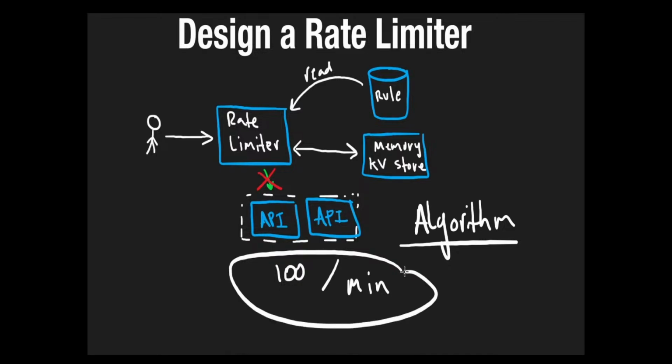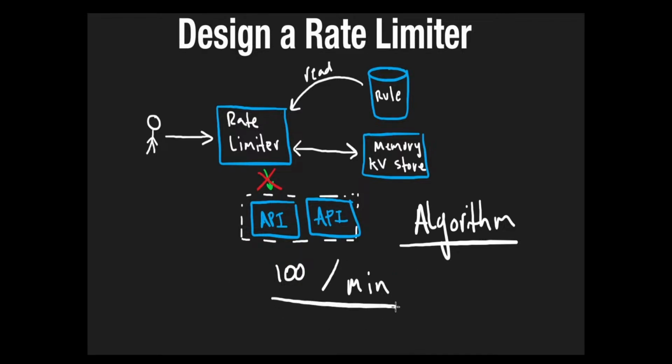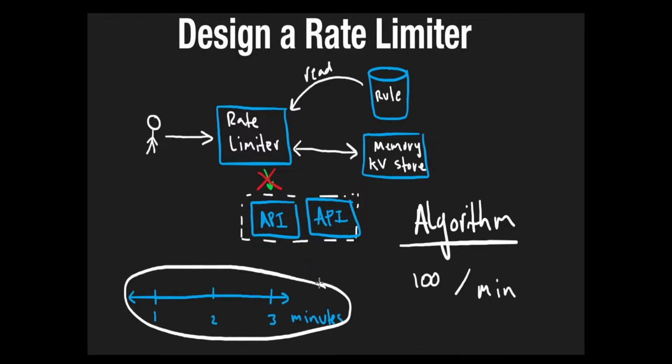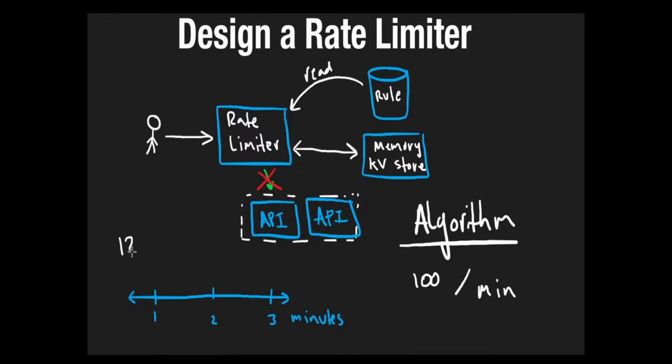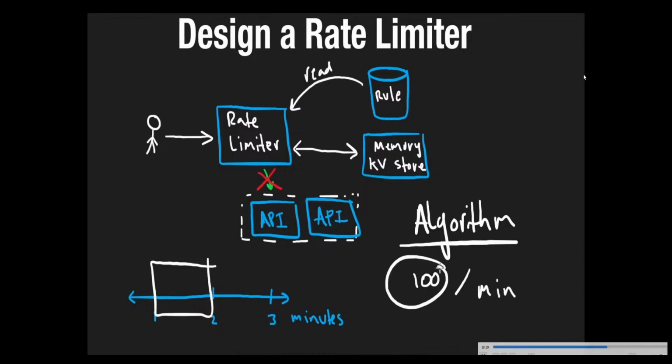This is a rule, but what exactly does that mean? Suppose we have a timeline like this at the 1 minute mark, and maybe this 1 minute time point means 12:01, and this means 12:02, this means 12:03, etc. So we actually have some type of clock that designates our time windows, right? Like we have 1 minute, we're saying 100 requests per minute.